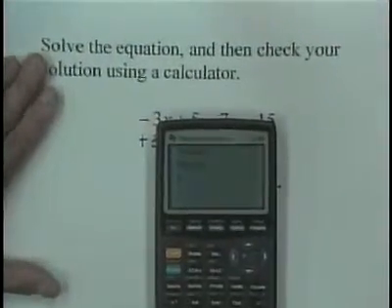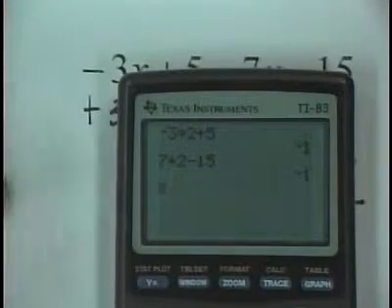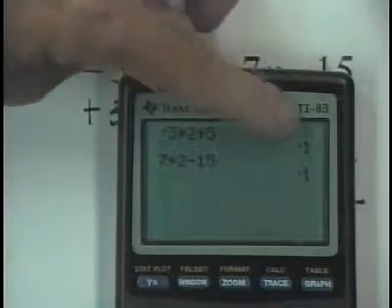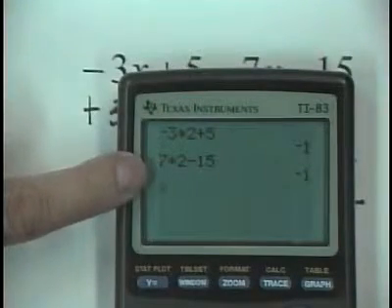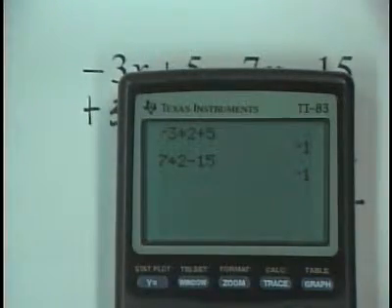Let me zoom in on that screen so you can see how I entered those sides of the equation. This top bit is the left-hand side. Notice that that result is -1. The bottom piece is the right-hand side. Notice that that result is -1.